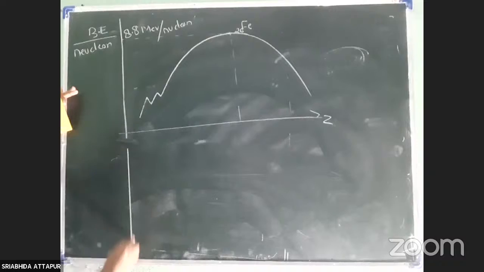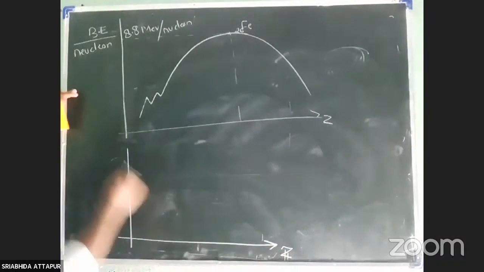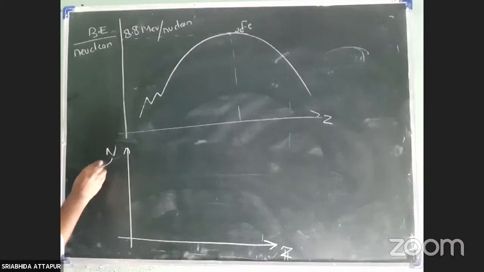Okay. Now next one more graph I will draw. This is Z, and this is N, that I will say number of neutron.